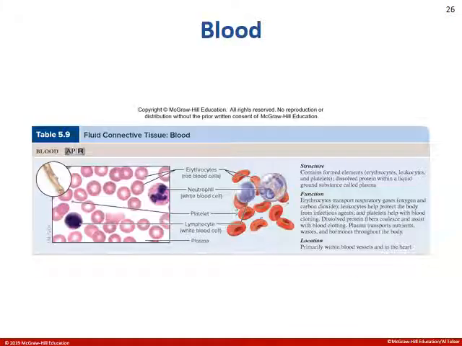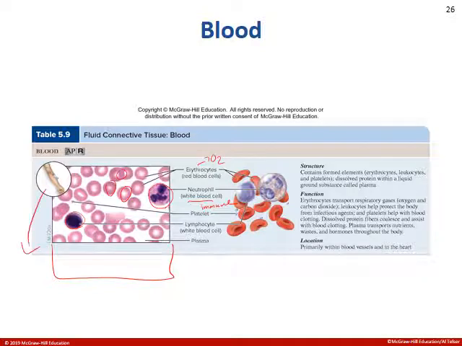Nice image from your book of what a blood slide would look like. So we can see here the red blood cells. And then here with a nucleus, the purple, we can see white blood cells. These are going to fight infection. Remember, erythrocytes are going to carry oxygen. White blood cells, I just said, are immune cells. They're going to fight infection.